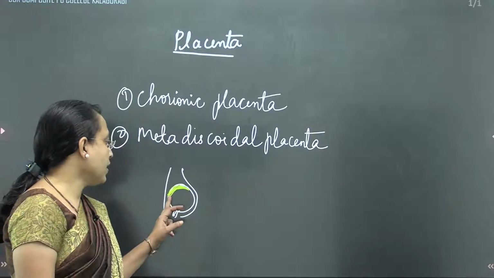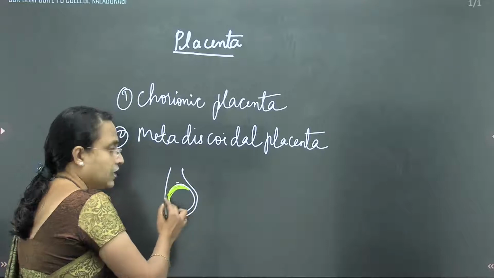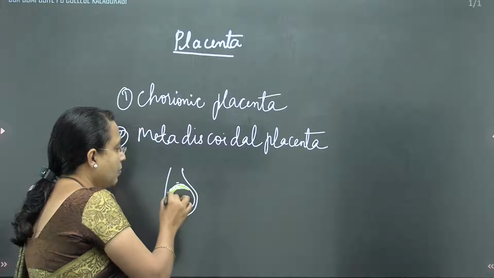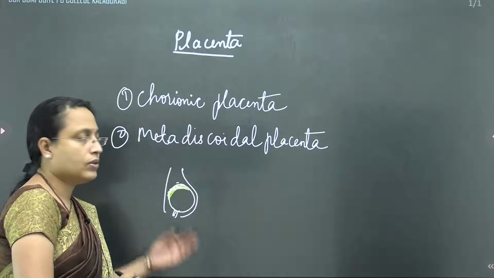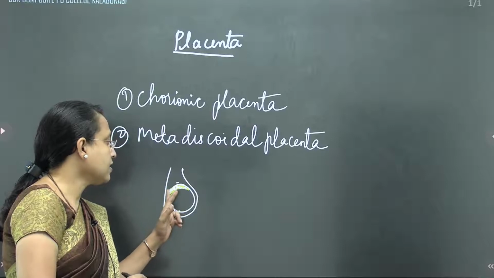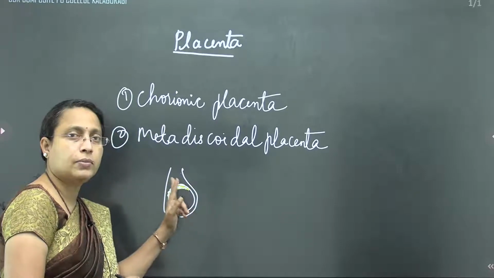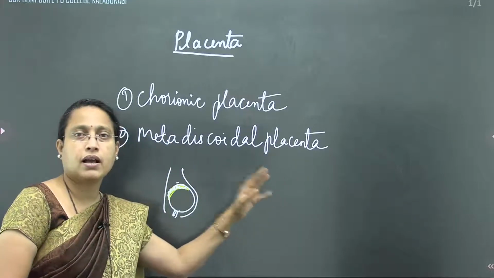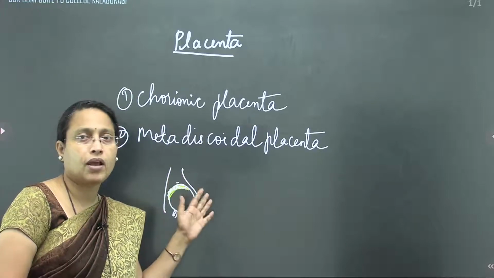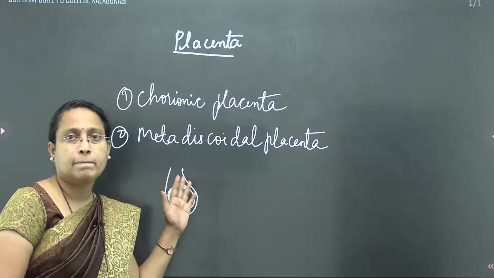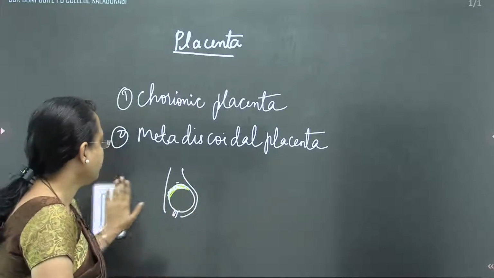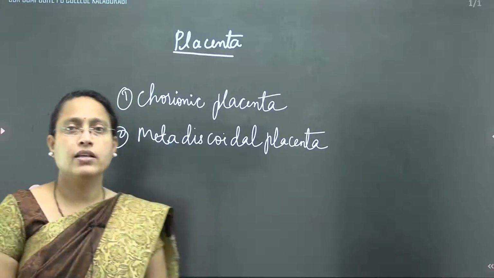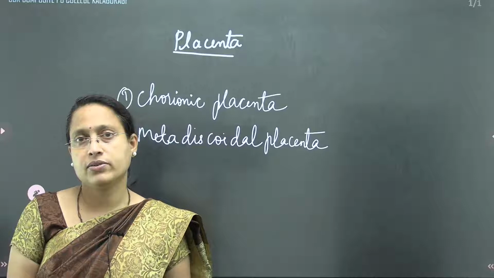Initially, those villi will be surrounded everywhere here in the womb. But later on, they become confined only to the disc shaped area. Now the villi as well as the placenta gets confined only towards the disc shaped area. Such type of placenta is called as metadiscoidal placenta, confined to only disc shaped area. So it's not everywhere, it is only in the disc shaped area within the uterus where the placenta is present.